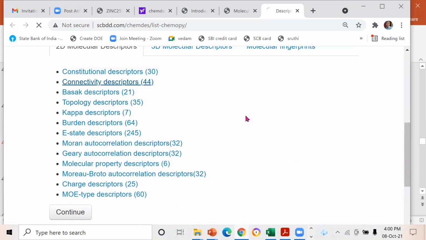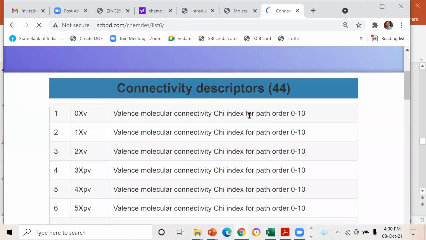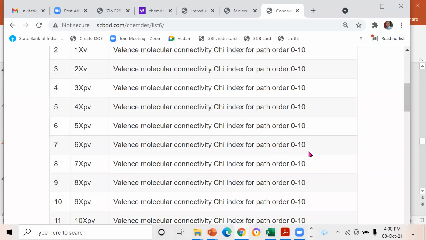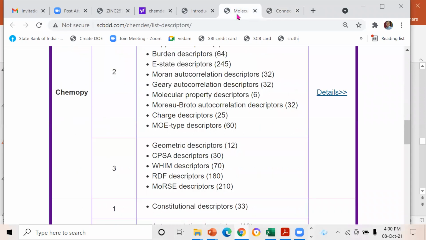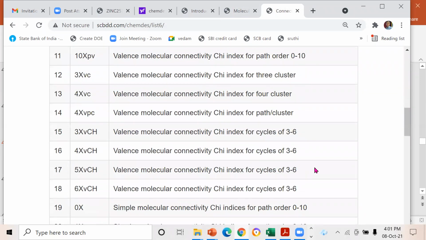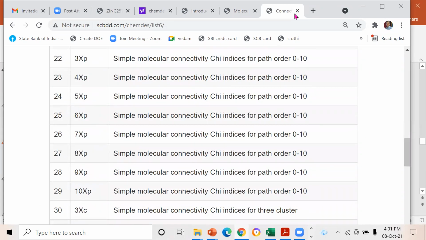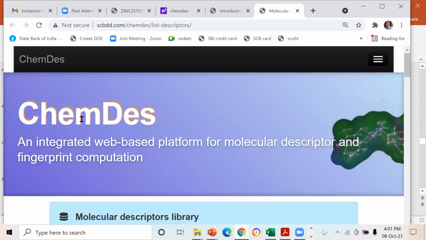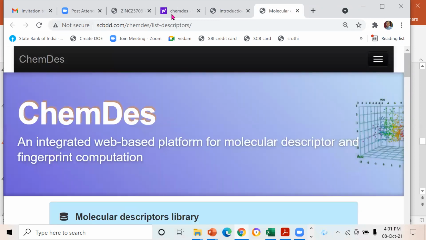There are connectivity descriptors, which describe how the atoms and bonds are connected. There are also valence-based descriptors. So a lot of information is given. It gives references also, so if you really want to spend time understanding what a descriptor means, you can do some reading.